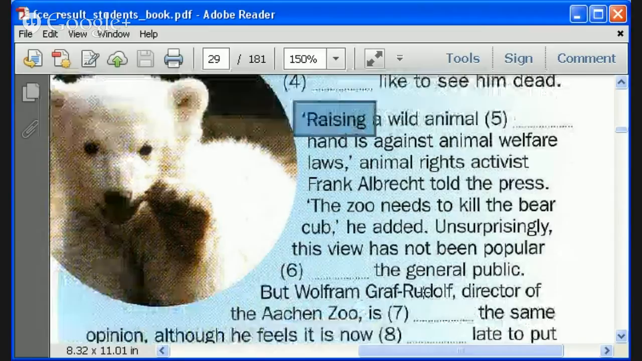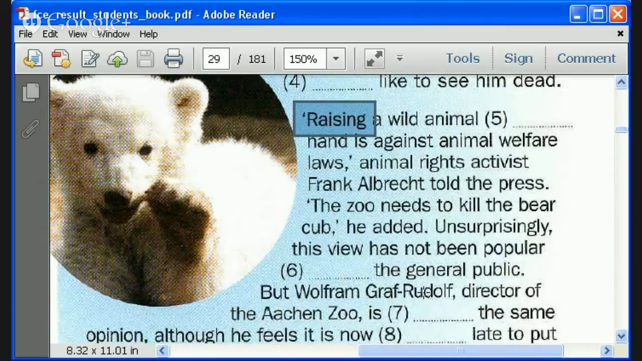Raising a wild animal with hand is against animal welfare laws. Animal rights activist Frank Albrecht told the press. Okay. Now, this one. What did you say? With hand? Yes. Okay. Not quite right.